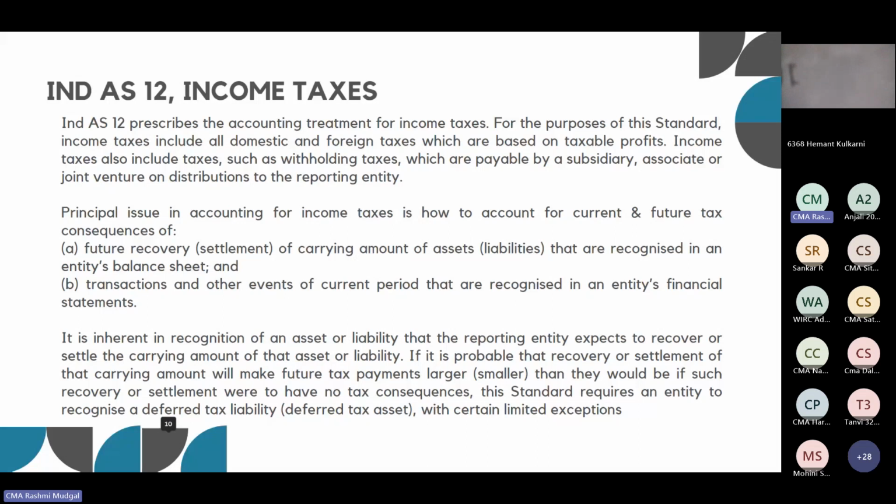This standard requires an entity to recognize a deferred tax liability, and likewise a deferred tax asset, with certain limited exceptions. So what we do, we make a profit, we calculate a tax, and we see what tax is payable by me. So I will minus that only. Okay, so it will become an asset for my balance sheet.